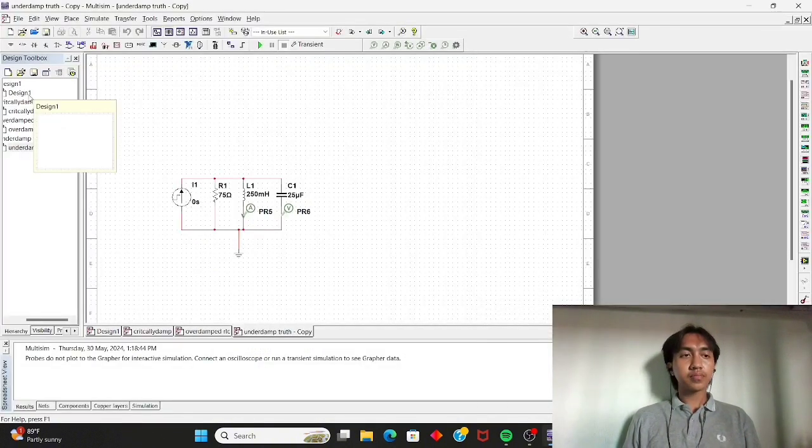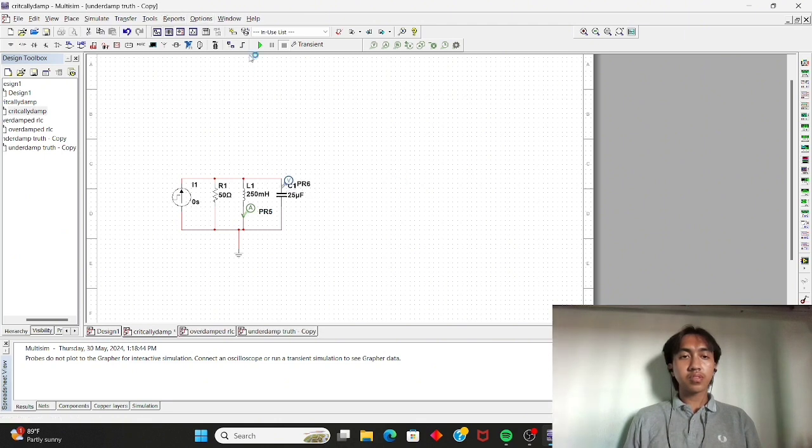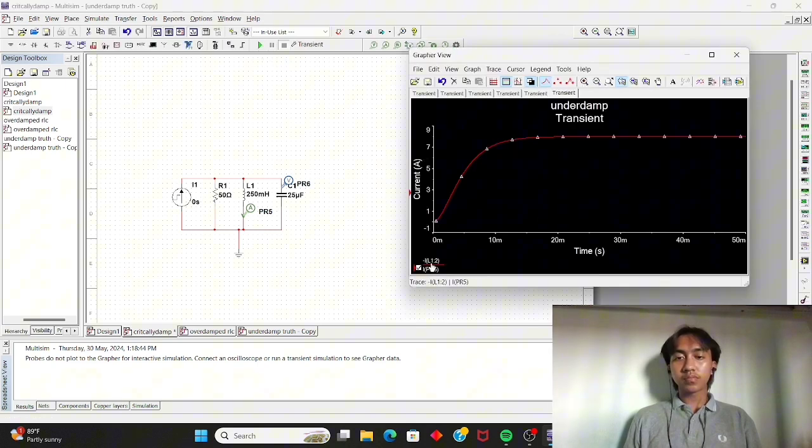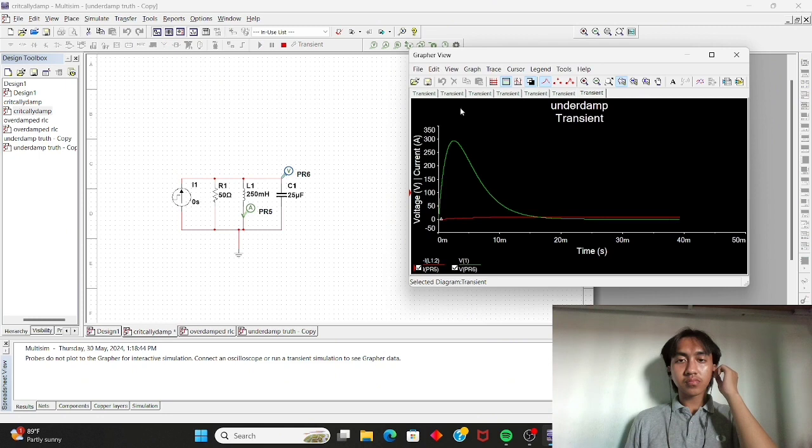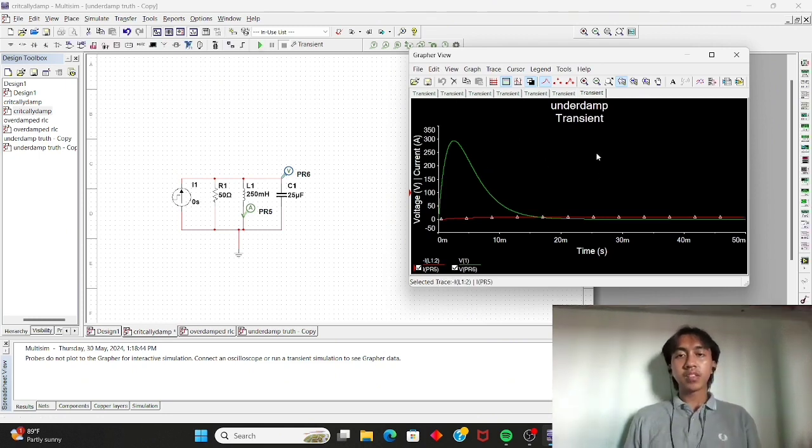So this is for critically damped. We just put the voltage here. So we run again, voltage notation, which is the critically damped for voltage.